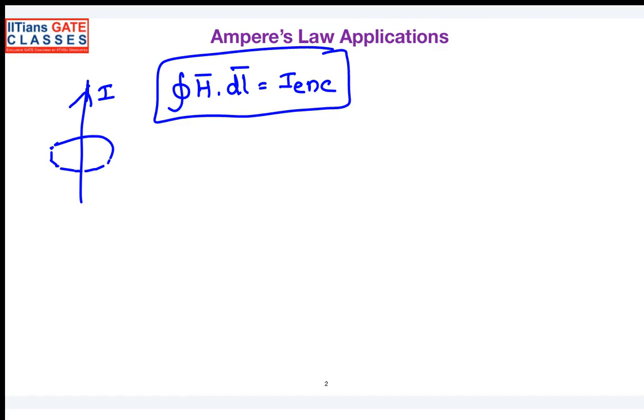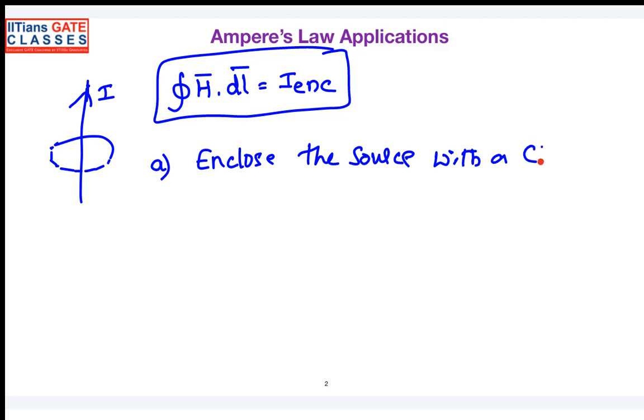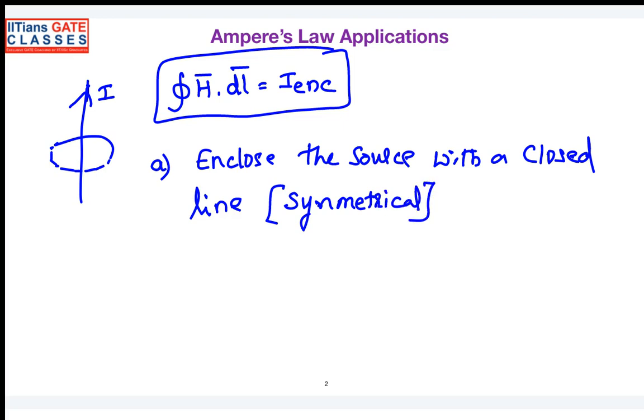if we know the type of current distribution. Similarly, there are two steps involved in it, like what we have discussed in Gauss law. The first step was you need to enclose the source with a closed line. The closed line should be able to capture the total magnetic flux generated by the current carrying wire at least once. And at the same time, the line has to be symmetrical. This is what we have discussed in the Gauss law. And the second thing was, once you know the type of current, find out the total current associated with that, and then you can apply the Ampere's law.